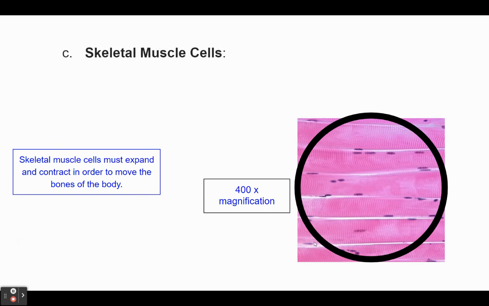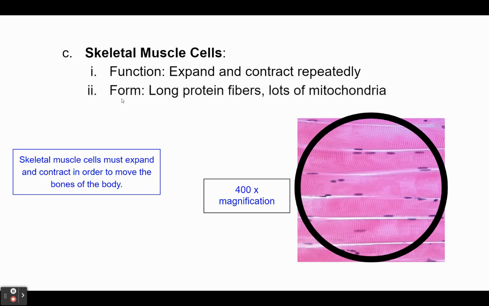Our next animal cell example is a skeletal muscle cell. The function of skeletal muscle cells is to expand and contract repeatedly, and their form includes long protein fibers and lots of mitochondria. So take a look at our muscle cells here. The black dot represents a nucleus. It's a little hard to see the boundaries of the cells here.